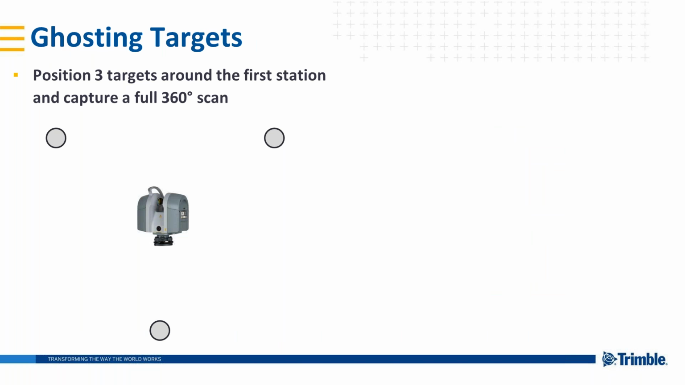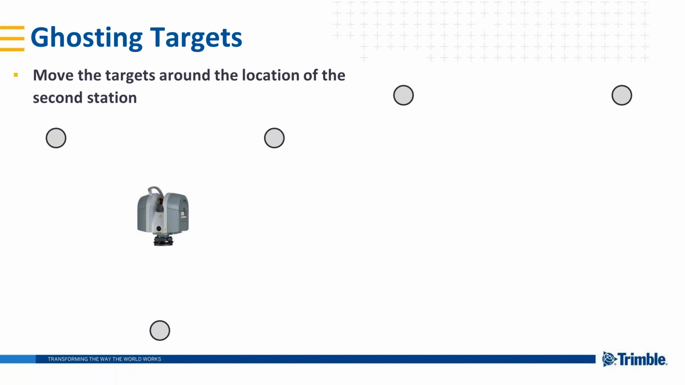Now here is another trick called ghosting targets. If you ever have to scan something with a minimal amount of targets, ghosting will come in handy. Consider you only have 3 spheres. You can position the 3 targets around the first station and capture a full 360-degree scan. Move the targets around the location of the second station and make sure they're at a distance where they can be captured from the first station.